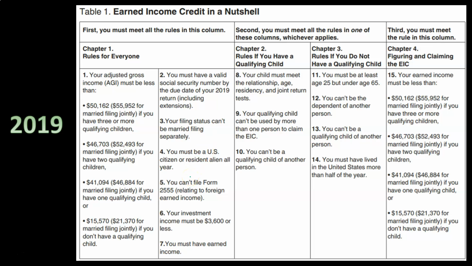You must be a U.S. citizen or resident alien all year. You can't file Form 2555 related to foreign earned income. Your investment income must be $3,600 or less.